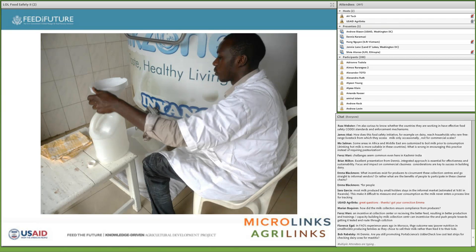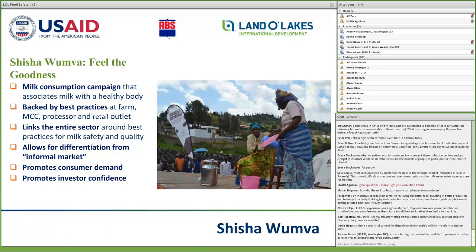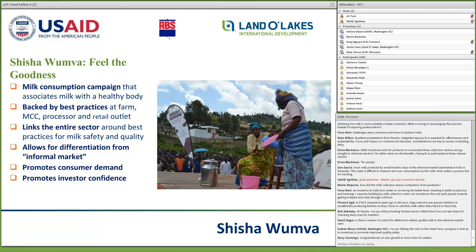Going towards the end, I think that emphasizes more the point around the milk collection centers and then the milk zones from the peri-urban consumer. Now, I wanted to talk briefly about the Shishaumba. We have promoted a national campaign which generally promotes milk as a very high quality product in terms of nutrition. So it combines the knowledge of nutrition across the board.